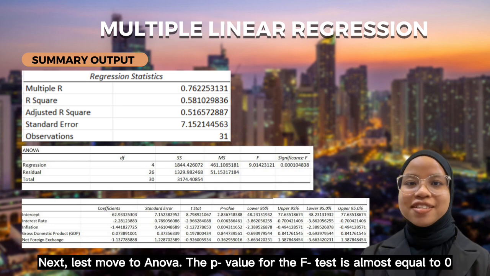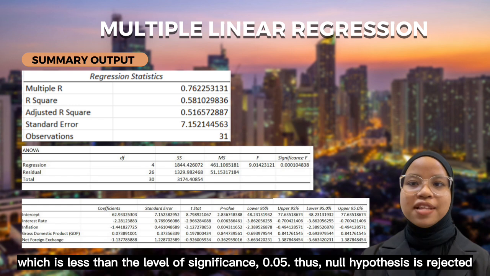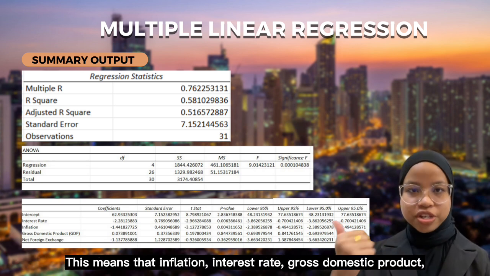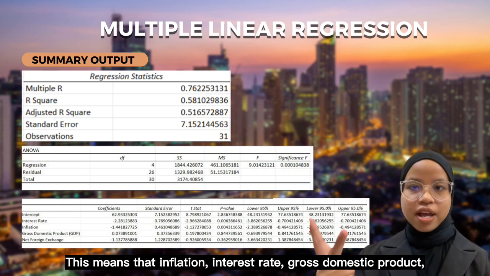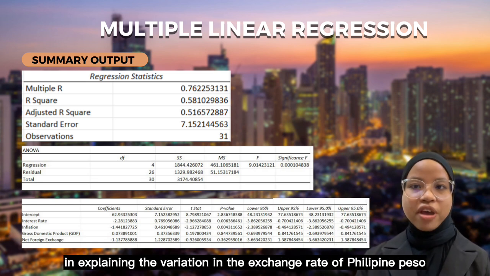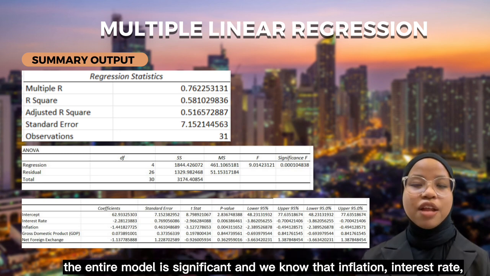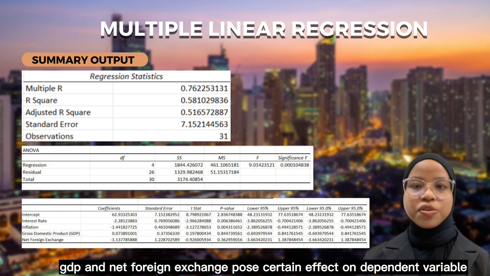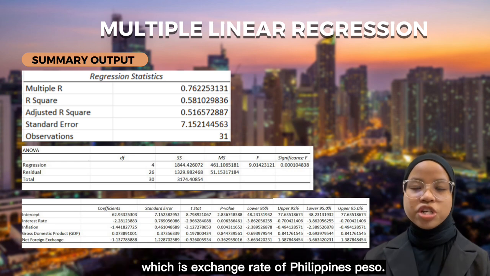Next, let's move on to the ANOVA. The p-value for the F-test is almost equal to 0, which is less than the level of significance 0.05. Thus, the null hypothesis is rejected. This means that inflation, interest rate, gross domestic product, and net foreign exchange are statistically significant variables in explaining the variation in the exchange rate of the Philippine peso. The entire model is significant, and we know that inflation, interest rate, gross domestic product, and net foreign exchange pose certain effects on the dependent variable, which is the exchange rate of the Philippine peso.